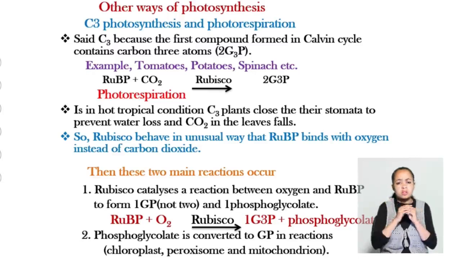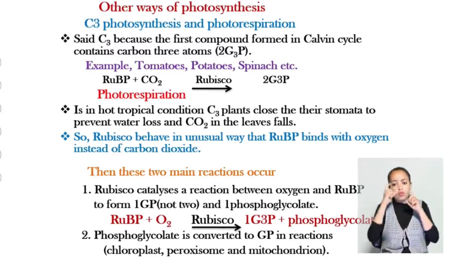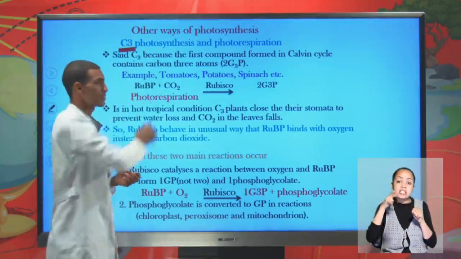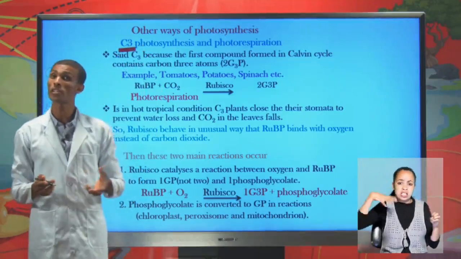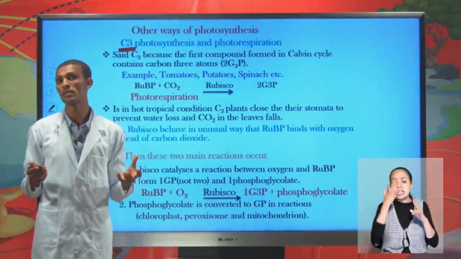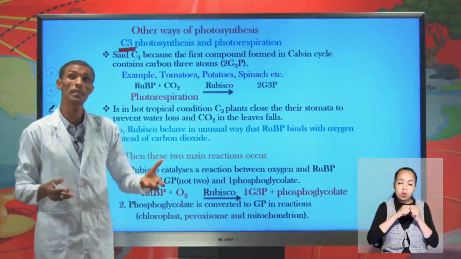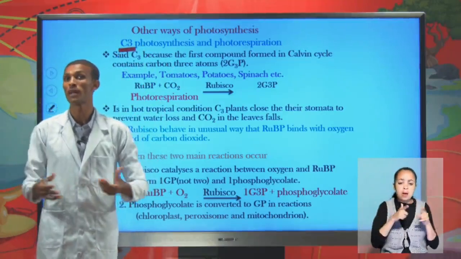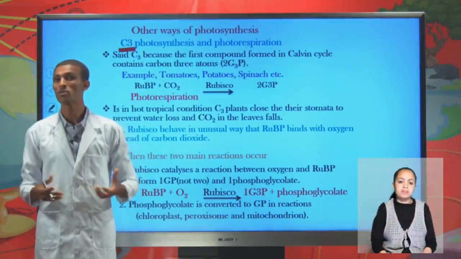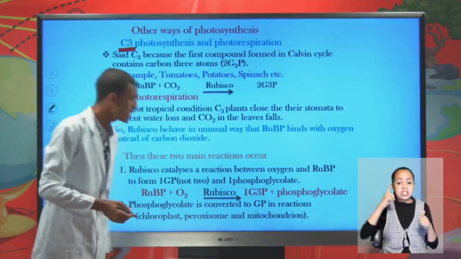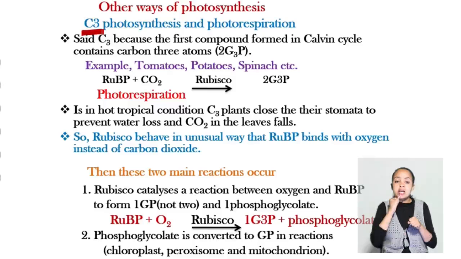Students, there are other types of photosynthesis in addition to this one. The first type is C3 photosynthesis. This type of photosynthesis is largely experienced in temperate environments, and most probably takes place in broad-leaved plants. It is considered C3 photosynthesis because the first compound formed in the Calvin cycle contains 3 carbon atoms, which we call glycerate-3-phosphate.